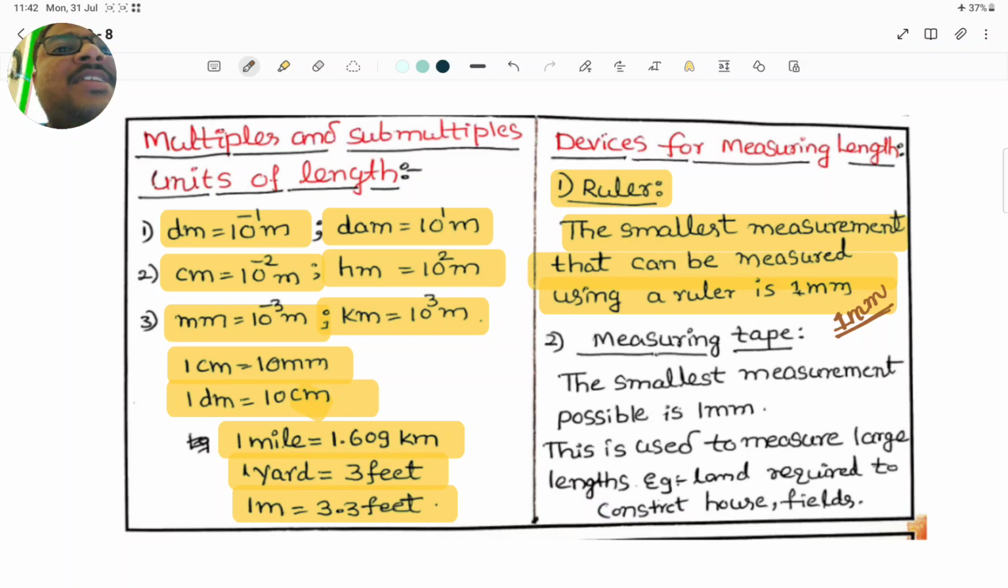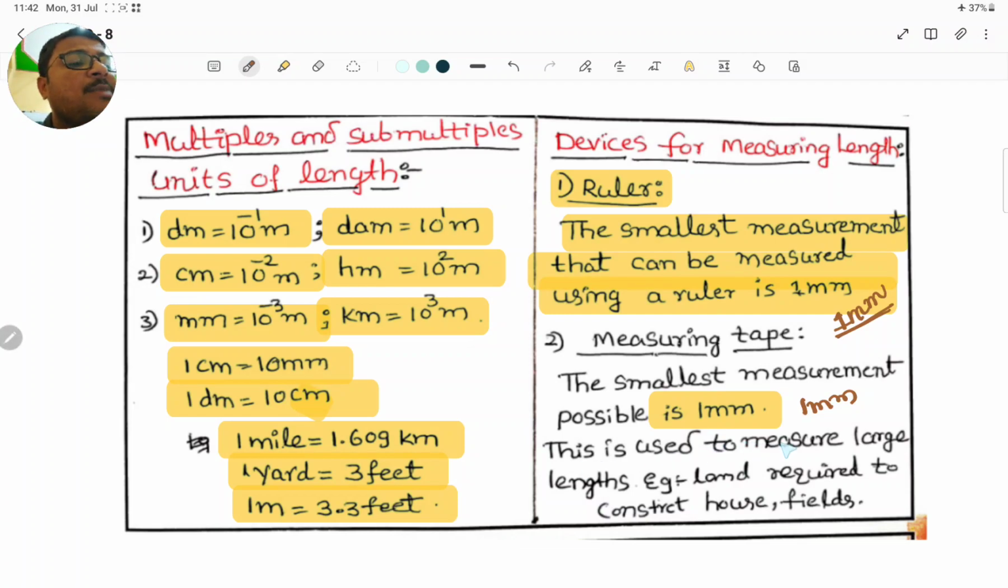Next, the second one is the measuring tape. By using the measuring tape also we can measure. The smallest measurement possible is again 1 millimeter only. The smallest unit is important here. The smallest measurement possible using the measuring tape, how much? 1 millimeter.